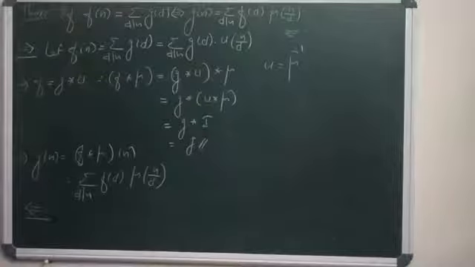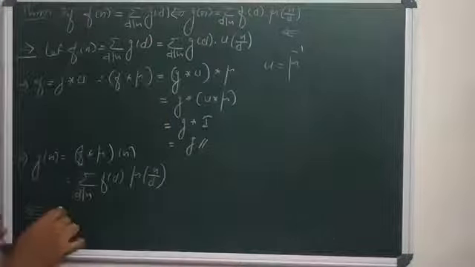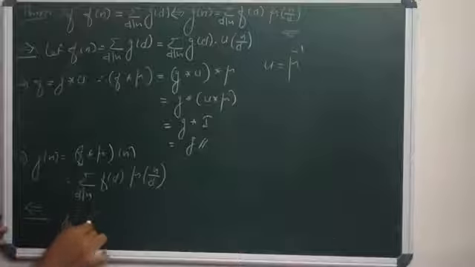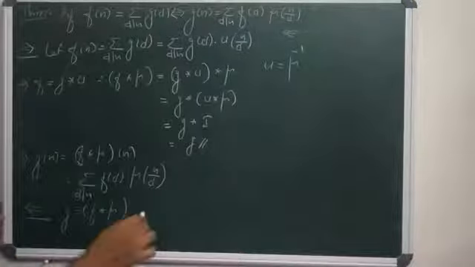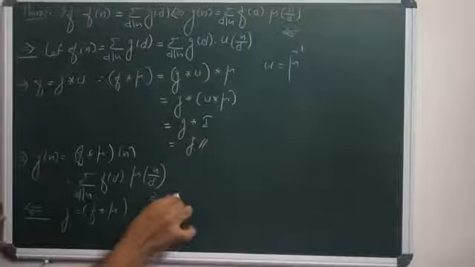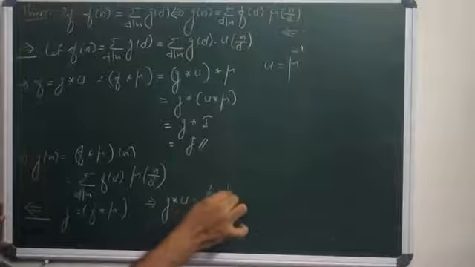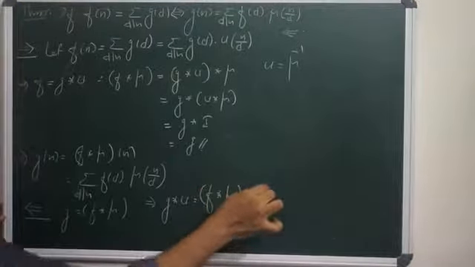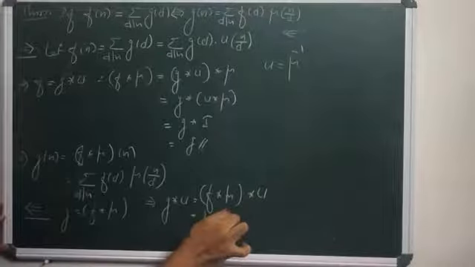For the reverse inclusion, just assume g of n equals sigma over d divides n of f of d mu of n by d. That is the right side of this one. That means g equals f star mu. So what is g star u? G star u equals f star mu star u. But star is associative, so it is f star (mu star u).